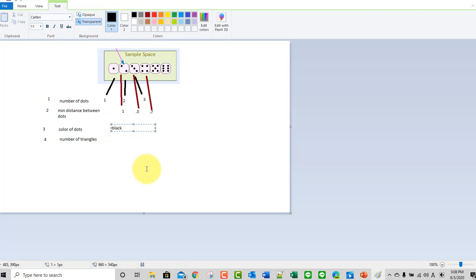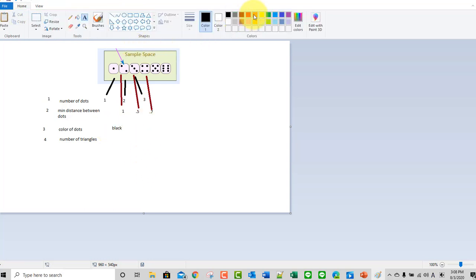Black. And then so we would have, this would go to black, and this would also go to black, and this would also go to black, because they're all black, and so on. So what these lines mean is, when we're talking about the number of dots, it means how many dots are there. When we're talking about the minimum distance, it means what's the minimum distance for each one of these. When we're talking about the color of the dots, we're saying what's the color for each one of these. Now they all are black.